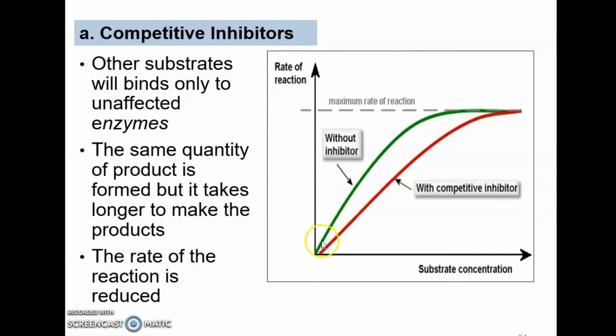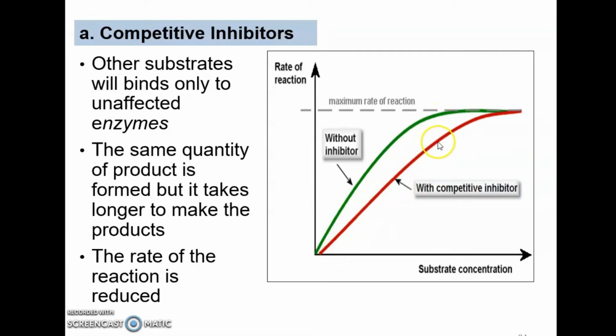Without inhibitor, the rate of reaction is higher, until the active site is fully saturated lah, with the substrate. But for the case in the presence of competitive inhibitor, the rate of reaction is a bit lower. Lebih rendah.